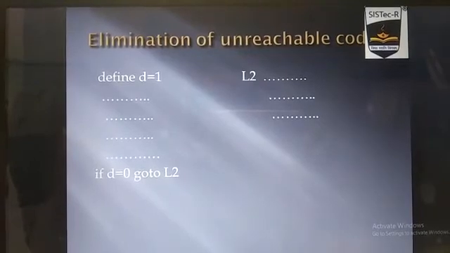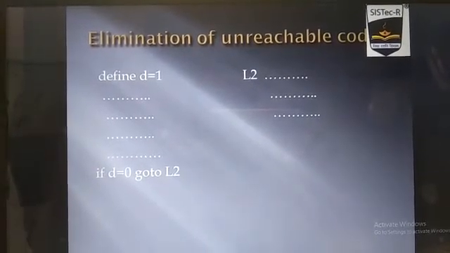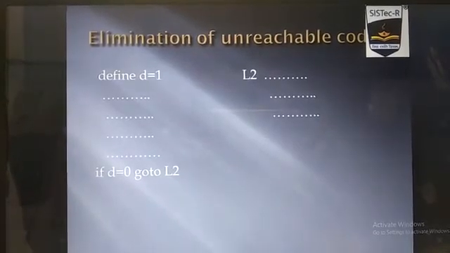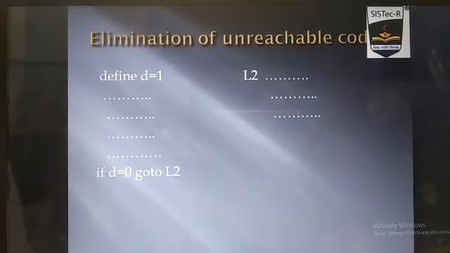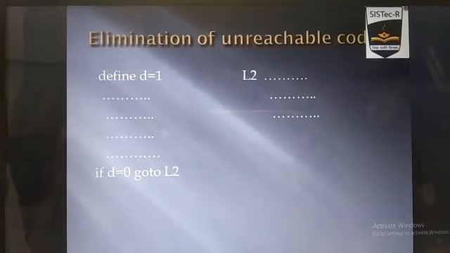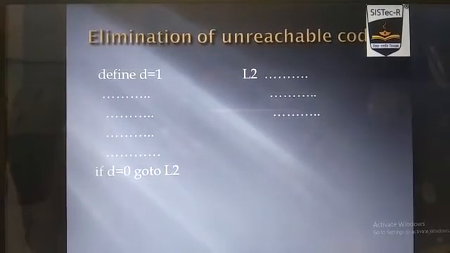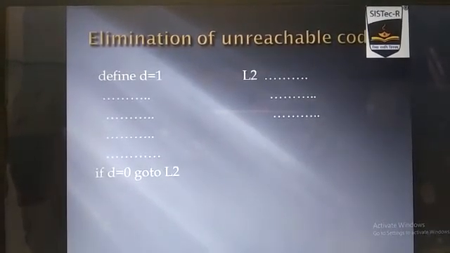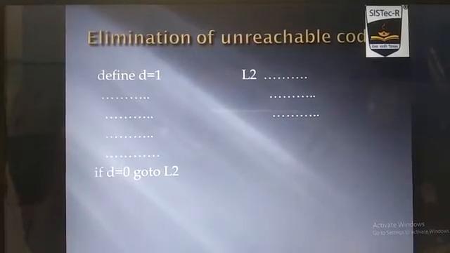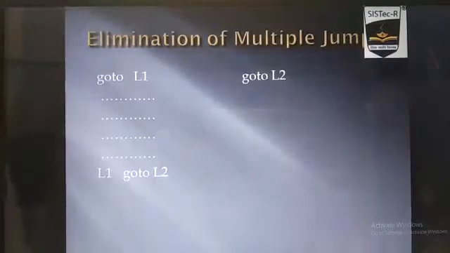Next is elimination of unreachable code. Unreachable code, you can say, is dead code. Suppose here it is given: define d equals to 1. It means a declaration or assignment d equals to 1, and after a few statements we are checking if d equals to 0, then go to L2. So go to L2 is unreachable.